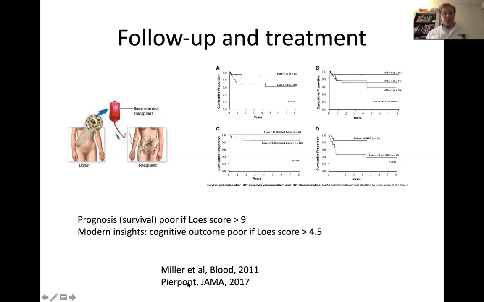And more recently, Pierpont et al. published in 2017 that even if the LUS score is relatively low, between 4.5 and 9, children who are transplanted have a poor cognitive outcome in adulthood and are often not able to have, for instance, a job and to function independently in society. So the prognosis is really not that good if transplantation is performed in already progressed cerebral ALD. So that is one of the rationales for follow-up and transplantation in the pre-symptomatic stage.